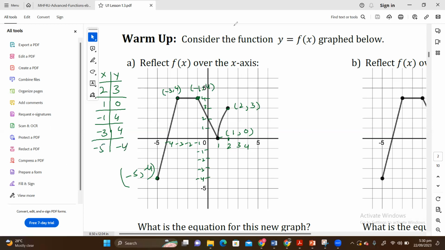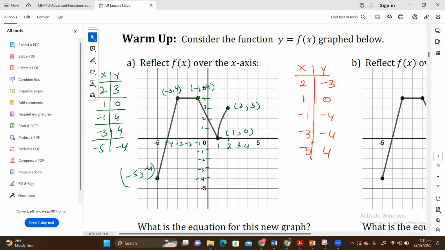Now this is what I have done about the original graph, but I need to reflect it over the x-axis. So when we reflect it over the x-axis, we need to keep the x coordinates the same: 2, 1, -1, -3, -5. The x coordinates will remain the same and y will go to the opposite: -3, 0, -4, -4, +4. This is the new coordinate for the reflection of f of x.